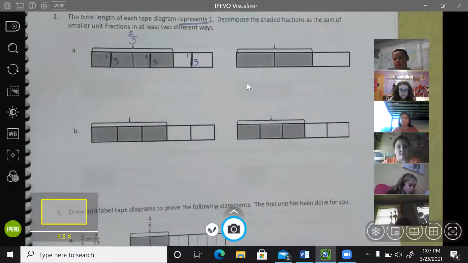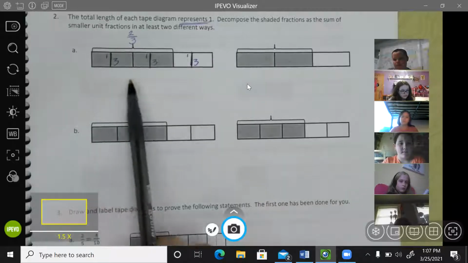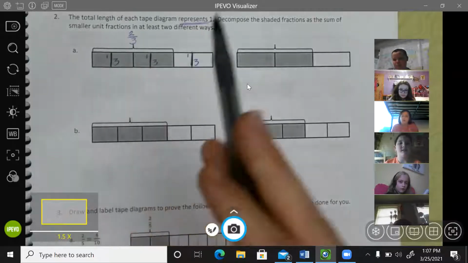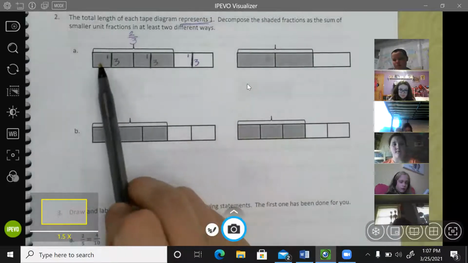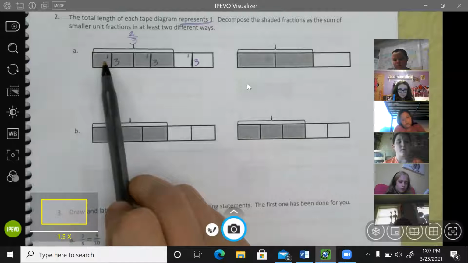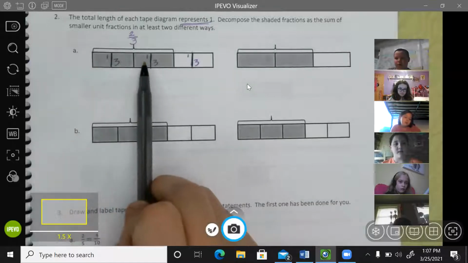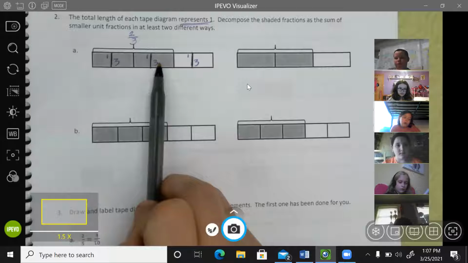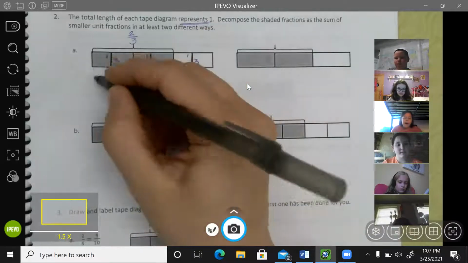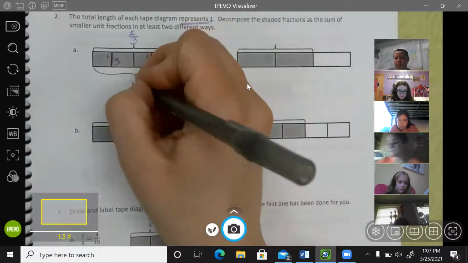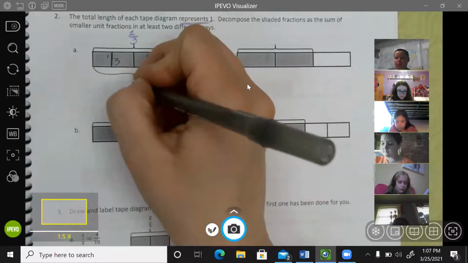You're muted. 6/6. Okay, so the total there's 6/6. What would 1 be worth? 1/6. So Olivia, count for me the shaded area. 1/6. 2/6. 3/6. 4/6. Now below here, I'm going to label this 4/6.